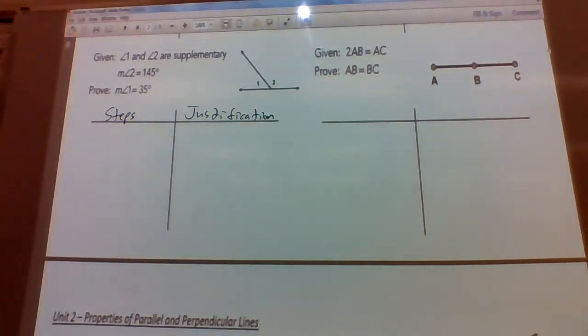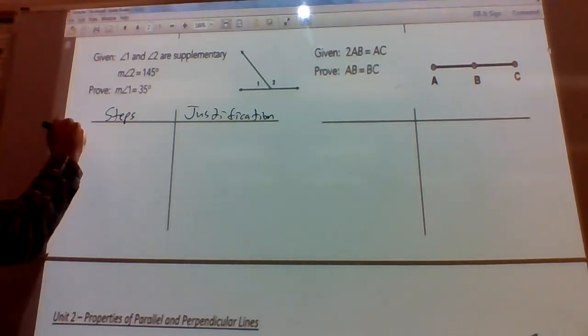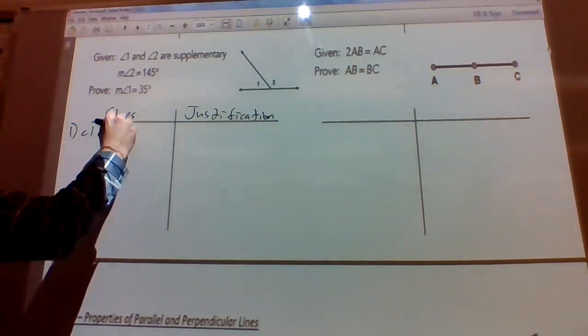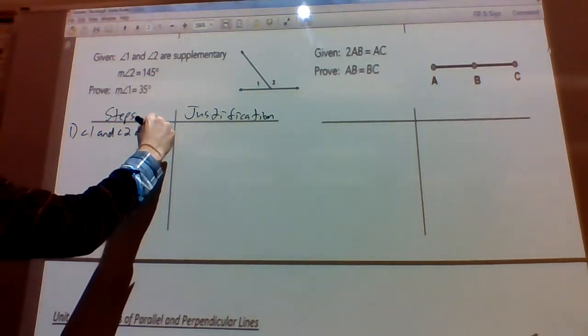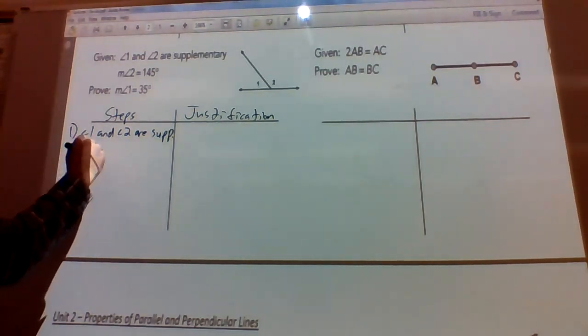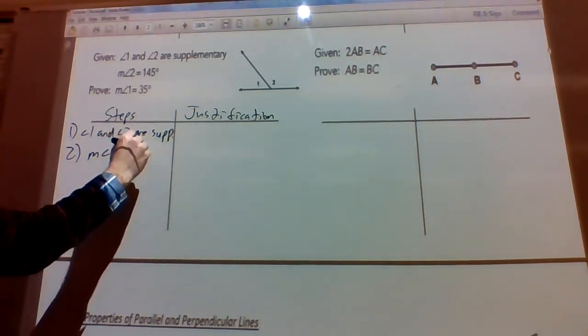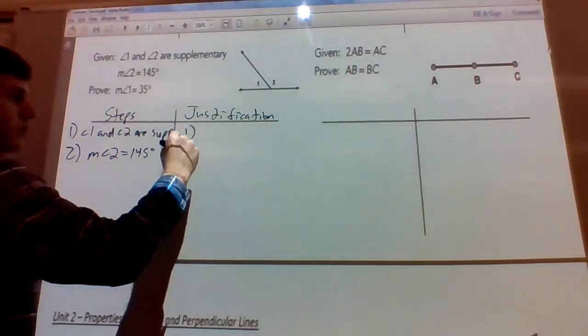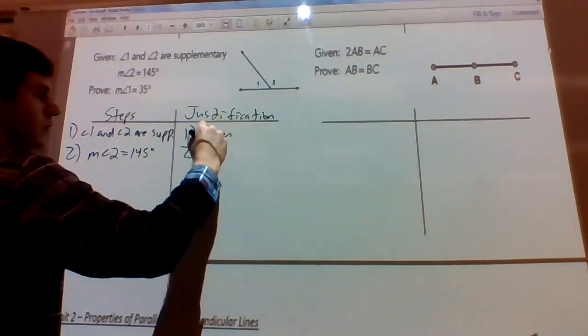Okay, we're given that angle 1 and angle 2 are supplementary, and that the measure of angle 2 equals 145. We want to prove that the measure of angle 1 is 35 degrees. So let's write our givens. Angle 1 and angle 2 are supplementary. And we also know that the measure of angle 2 equals 145 degrees. Those are given to us.